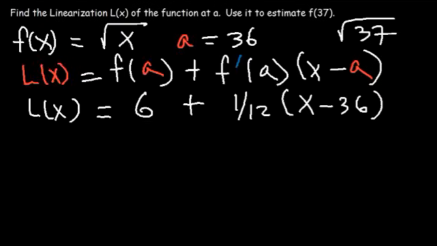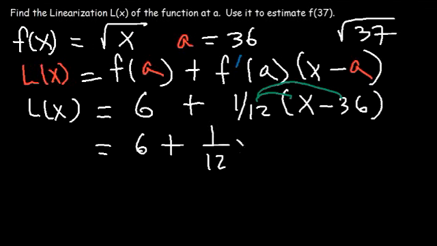So now let's simplify the function. Let's distribute 1 over 12 to x and negative 36. So it's 1 over 12 times x. Negative 36 divided by 12 is negative 3. And 6 minus 3 is 3. So the linearization is 1 over 12x plus 3.